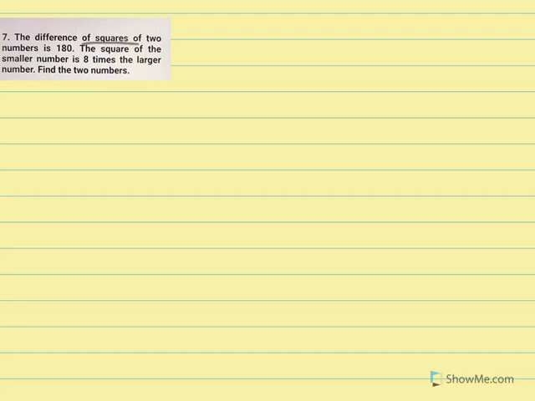The difference of squares of two numbers is 180. The square of the smaller number is 8 times the larger number. Find the two numbers.